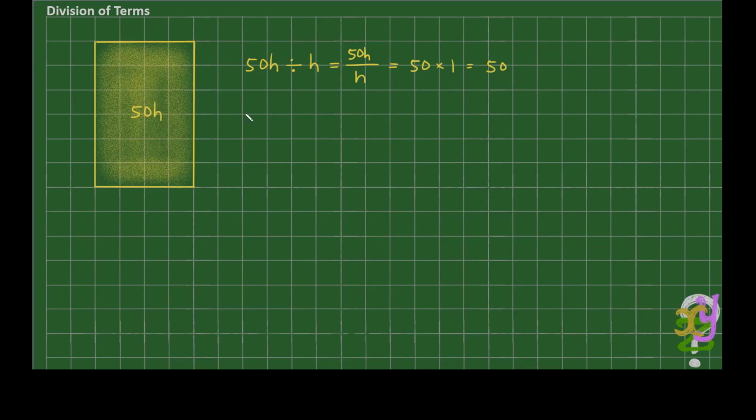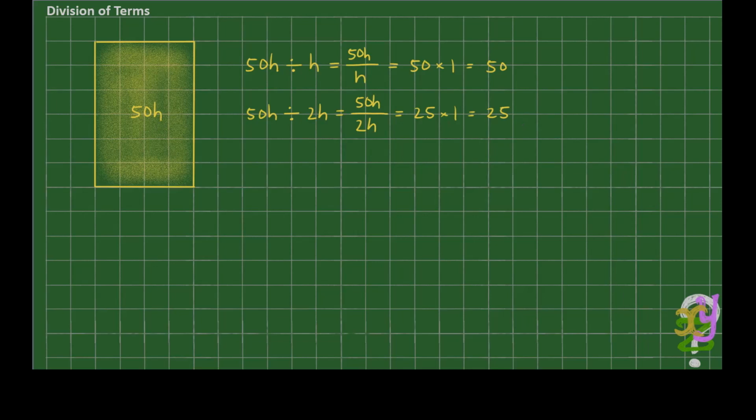What if I want to divide my 50h by 2h? Well, in terms of a fraction, I will have 50h divided by 2h. How do I approach this? Well, I divide the numbers by numbers and letters by letters. So 50 divided by 2 will give me 25. h divided by h will give me 1. So I have 25 multiplied by 1, and that is 25.